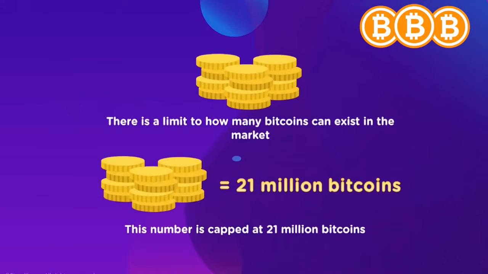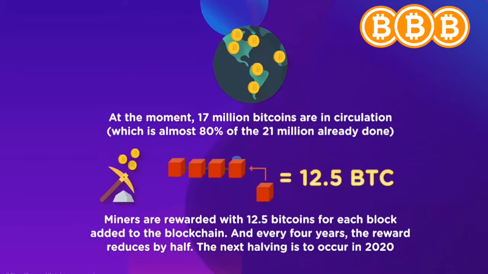This number is capped at 21 million Bitcoins. As of this moment, 17 million Bitcoins are already in circulation. To give you an idea, that's almost 80% of the 21 million already done. But don't worry, until 2140, we will still have bitcoins to mine. This is because of how miners are rewarded.